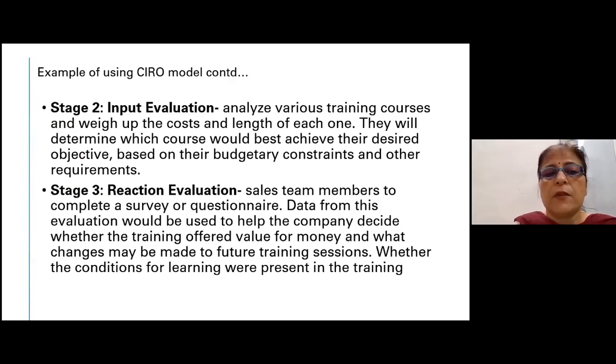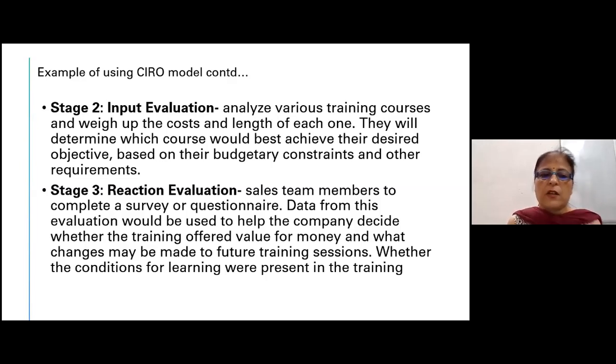And they will determine which course would be best, and what are the desired objectives, whether it is matching their objectives. They started with, say, some knowledge input has to be there in coding in a particular software. Does the training course provide that? So based on their budgetary constraints and other requirements, they will try to find the best course. That is the input evaluation stage.